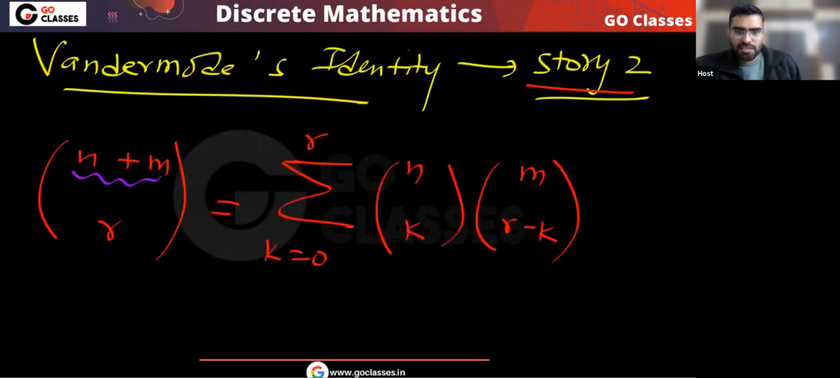Anyway, let's see this. So it's like this. Let's assume there are a total of n women and a total of m men.